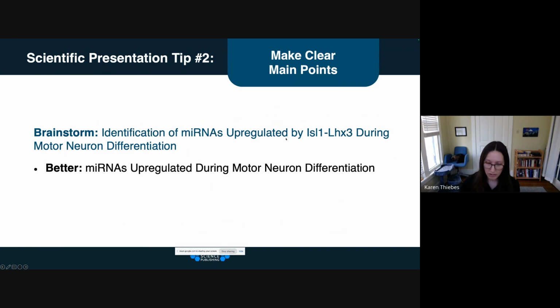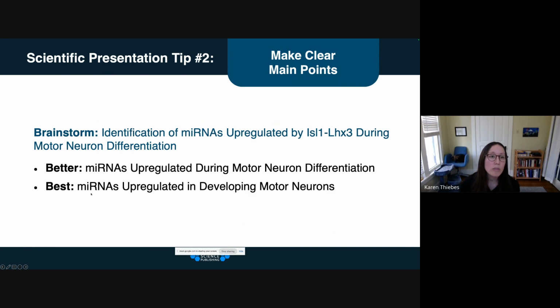Remove some of the detail. And even better, remove detail again, right? MicroRNAs upregulated in developing motor neurons. Right? Removing excess detail to get that main point clear. And again, that's not that this is wrong. This brainstorm one isn't wrong. It could be used for your publication language. But for a presentation, you need to simplify it to make it clear.